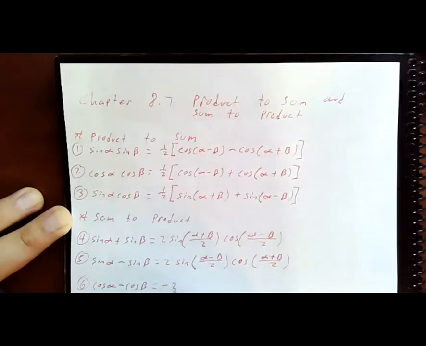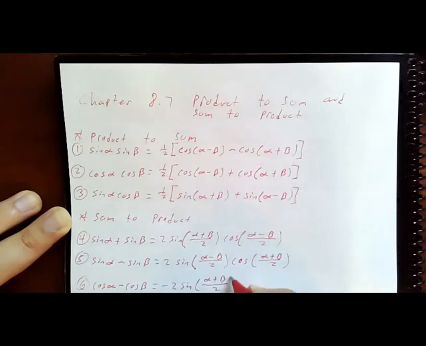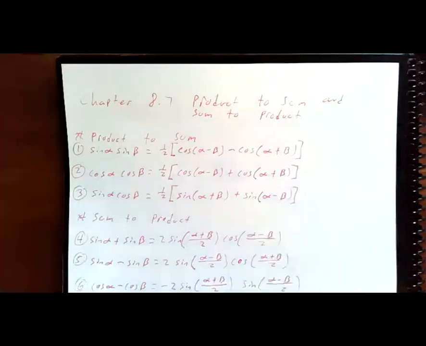This is negative 2. So when you have cosine minus cosine, you're going to have negative 2 sine alpha plus beta over 2 times sine alpha minus beta over 2. Okay, double check everything before we move on.